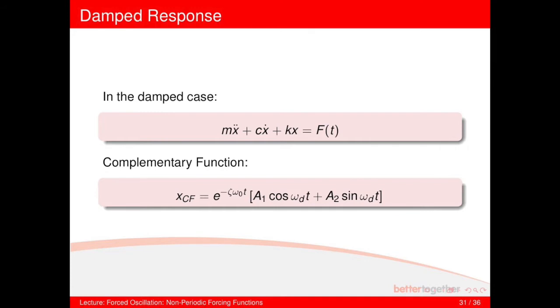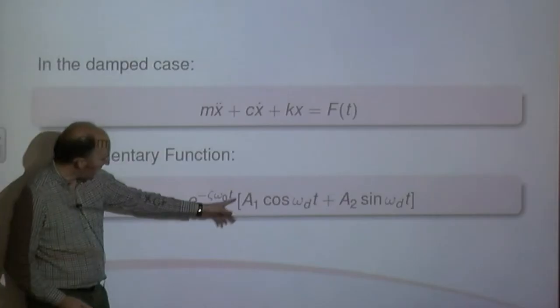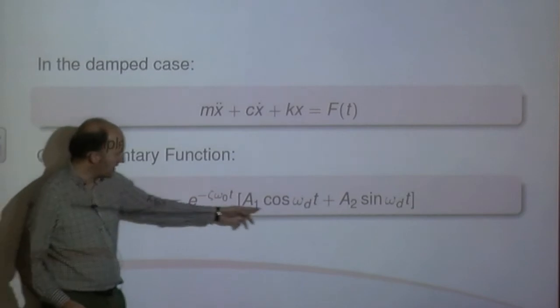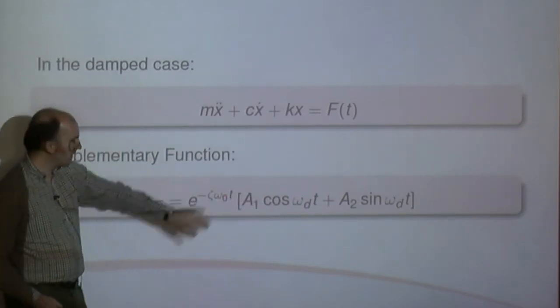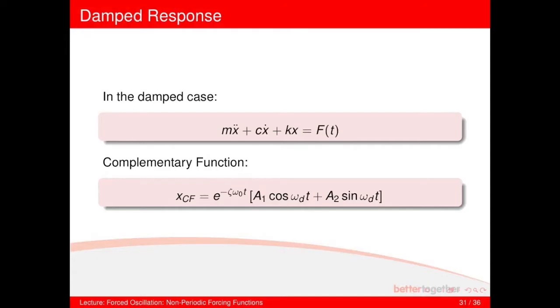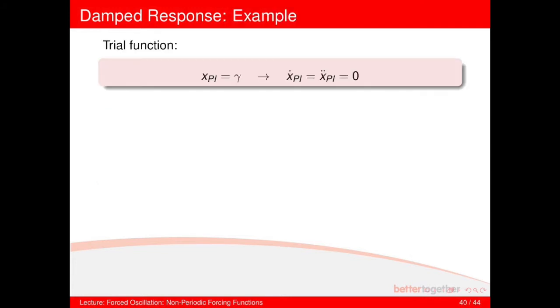Our complementary function now has this decaying exponential in here, and obviously this is now omega d. That we've seen before, that's from last week. So we don't need to worry too much about the complementary function, but the particular integral. In this case, I'm assuming a constant rectangular forcing function. So xpi is gamma, x dot pi and x double dot pi is 0.